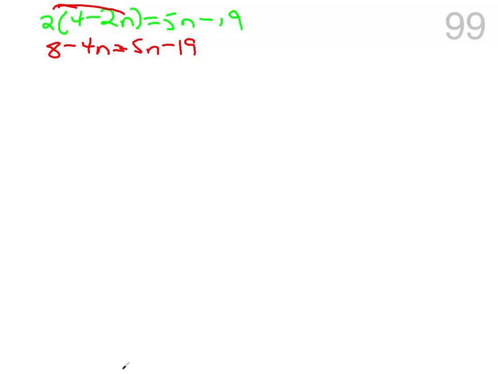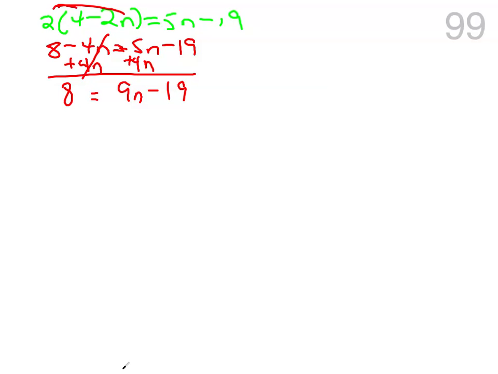And it's at this point where you need to ask yourself, is this a same side situation or an opposite side situation? What is it? It's opposite. Always start with the smallest number of n's. Do the opposite, plus 4n to both sides. Notice I haven't guessed a number yet. I'm left with an 8. 5n plus 4n is 9n minus 19.